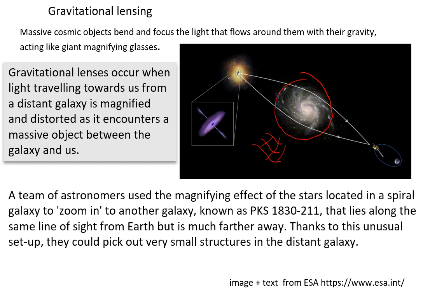In this case, this giant magnifying spiral galaxy allows us to see another galaxy behind it from this satellite telescope, which otherwise would be hidden and probably too far. This has been used by some astronomers to detect very small structures in the distant galaxy that otherwise wouldn't be visible.